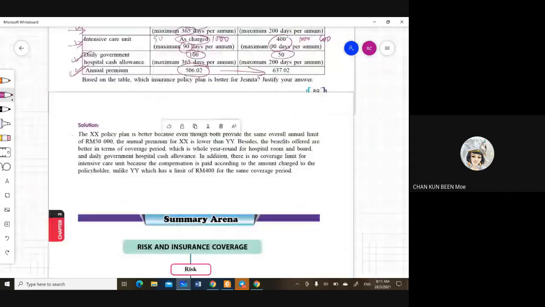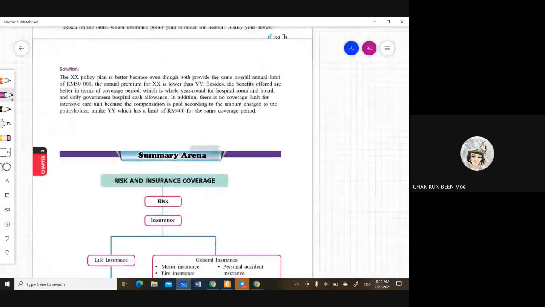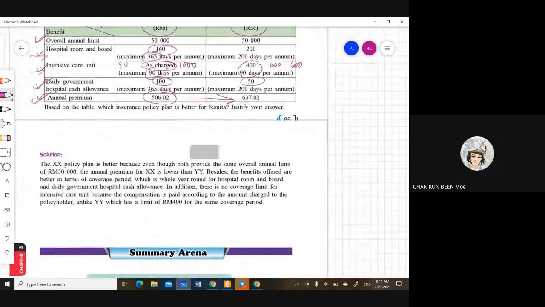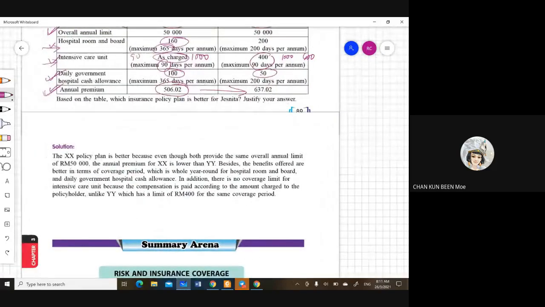The XX policy plan is better because even though both provide the same overall annual limit of 50,000, the annual premium for XX is lower than YY. So that is what they mentioned, lower than 637. Besides, the benefits offered are better in terms of coverage period, which is a whole year round for hospital room and board, and Delhi government hospital cash allowance. Okay, so that is mentioned over here. This one is 1 whole year, and also the allowance, this one.